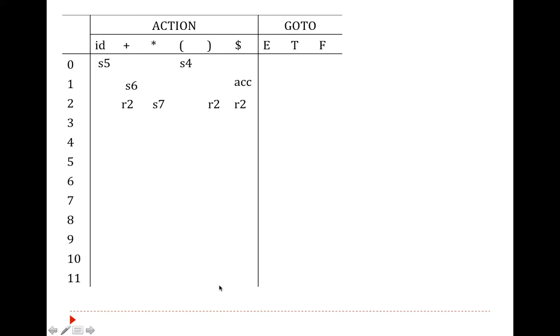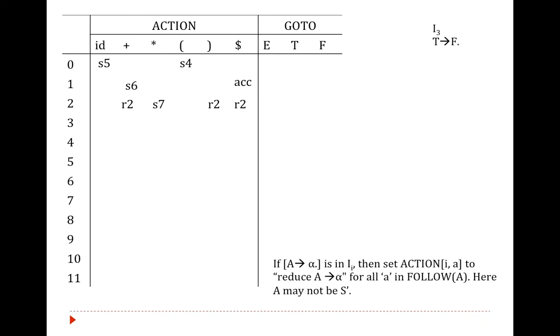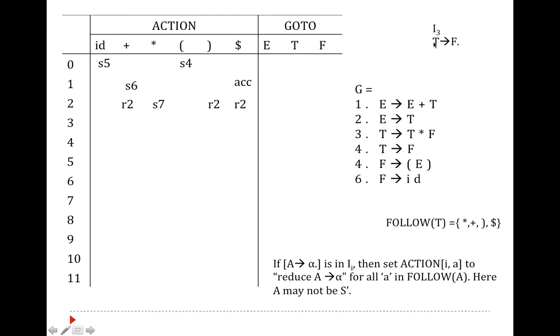The next is the third item set, that is I3. To this item set, the third rule is applicable, according to which A gives alpha dot. So what we have to do is find follow of T. Follow of T is star, and T which is here, so follow of T equals follow of E, and follow of E is plus, closing and dollar. So follow of T will get star, plus, closing and dollar.